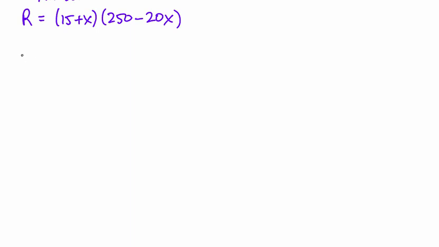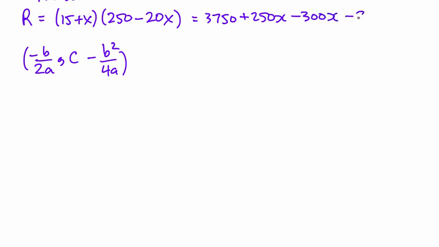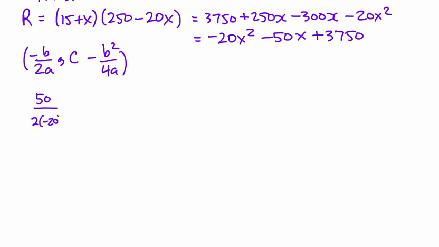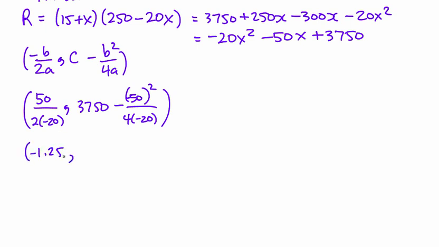I'm going to take option 2 and just use the vertex formula, which is minus b over 2a and c minus b squared over 4a. It means I need to expand this out, so I get 3750 plus 250x minus 300x minus 20x squared. Put it into the order of ax squared plus bx plus c, and substitute my numbers in, so negative negative 50 will be positive 50 over 2 times negative 20, and 3750 is my c value, minus negative 50 squared over 4 times negative 20. Lots of negatives in there. Be careful on these calculations. By the way, make sure you can do these calculations, so actually grab a calculator and make sure that I am correct, and I end up with this vertex.